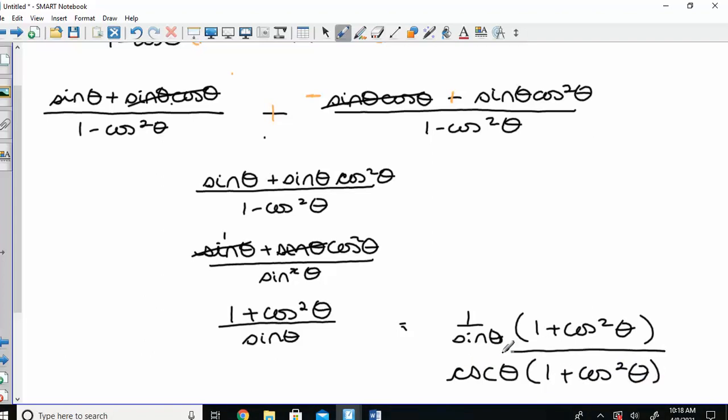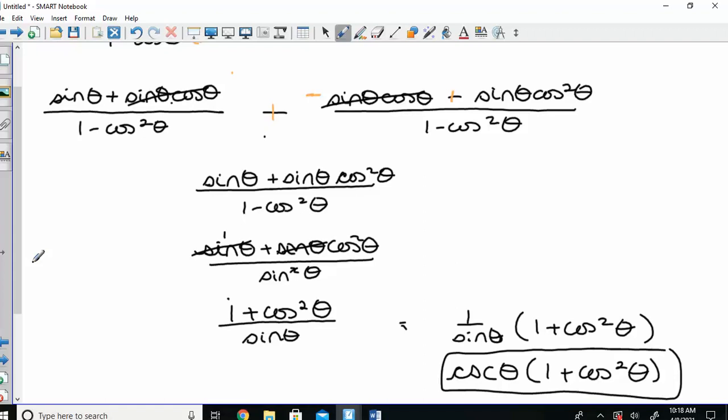Which is what we wanted. If you hadn't seen how to get there, I would stop right here and go work the other side, and you would get there really quickly because you would change your cosecant into a 1 over sine and distribute it, and it would take you right there.